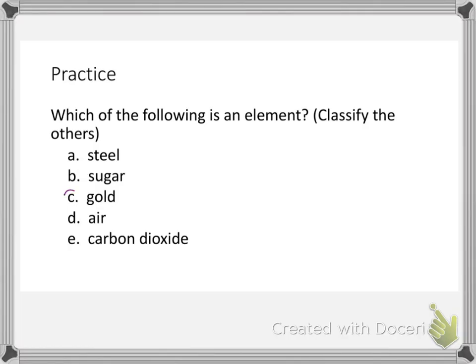Okay, so the recording stopped, so I hope that I got what I needed to get. So which one of the following is an element? Classify the others. And the answer here is gold. You can always double check, because if it's on the periodic table, then it is an element. Gold has a symbol of Ag. I'm sorry, Au. Ag is silver.